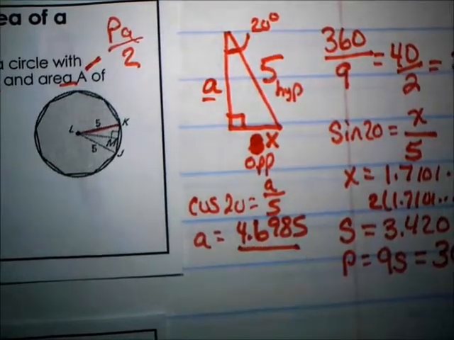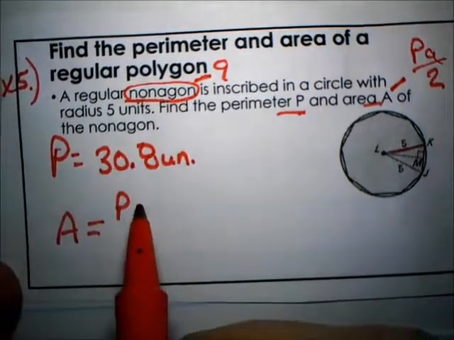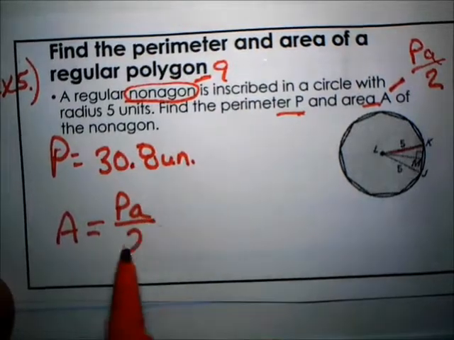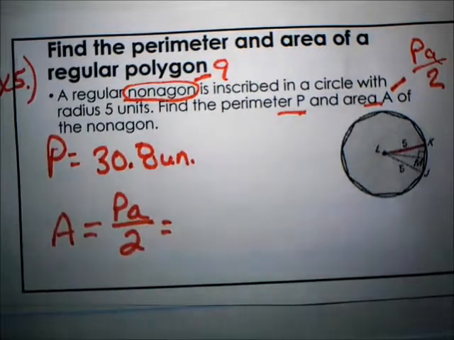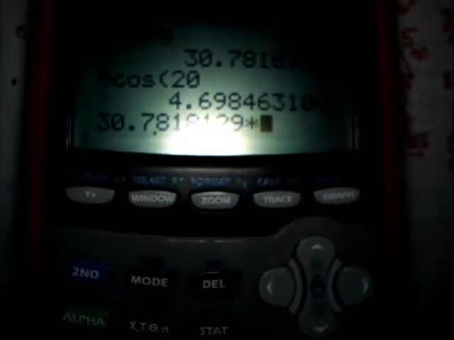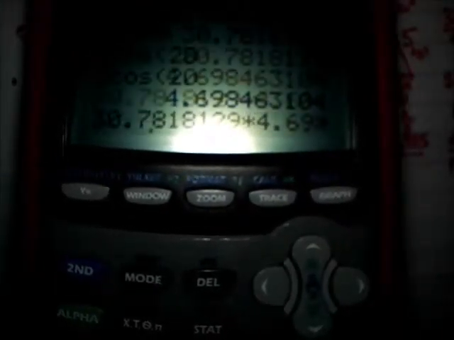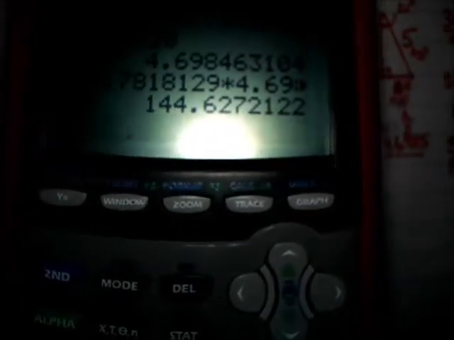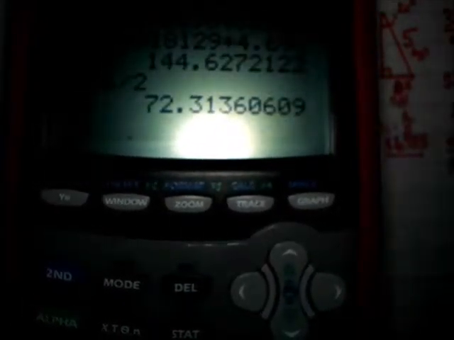So I'm going to take this number for my area formula. I'm going to take the perimeter number and multiply it times the apothem number and then divide it by 2. If I blow this up just a little bit, on my calculator I have the perimeter already given to me. I'm going to multiply it times the apothem, which is there. I get 144, and then I'm going to divide it by 2, and it tells me my area is 72.3. And that would be units squared for the second answer there.